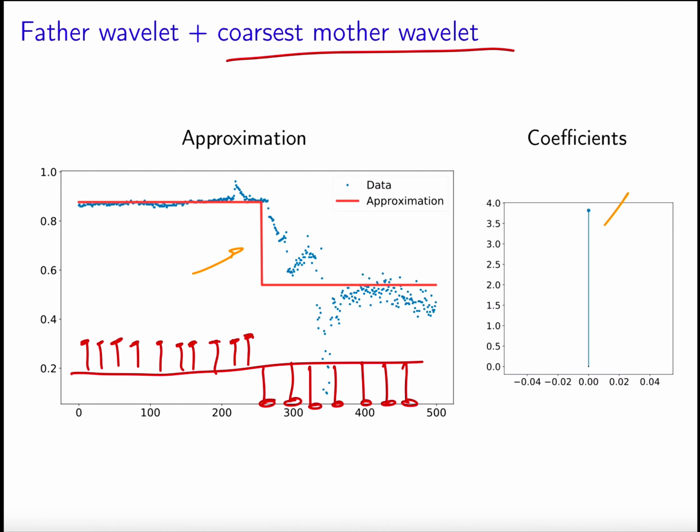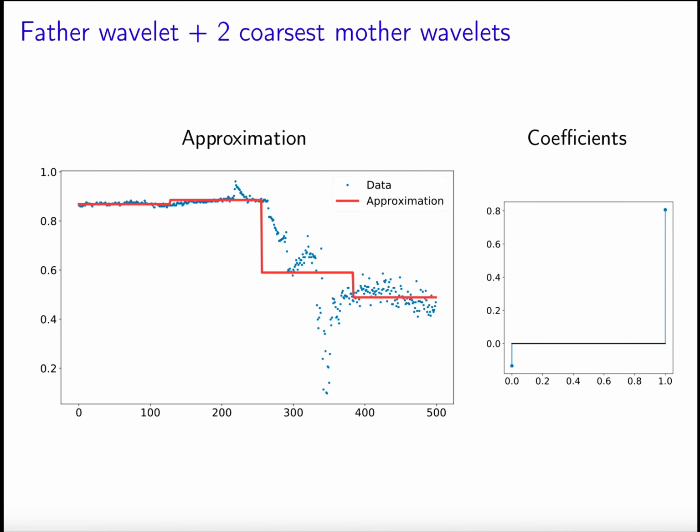And this is the coefficient corresponding to the coarsest mother wavelet. Now we can make this approximation finer by incorporating a finer scale mother wavelet that is constant here and here, and then a shift. So basically this is going to be two mother wavelets, just to be clear. We have incorporated two basis functions, one that is constant here.